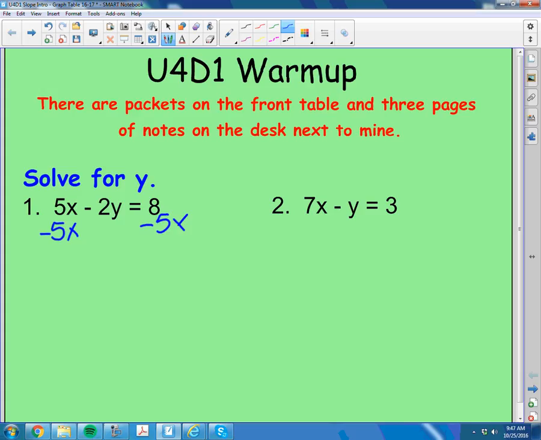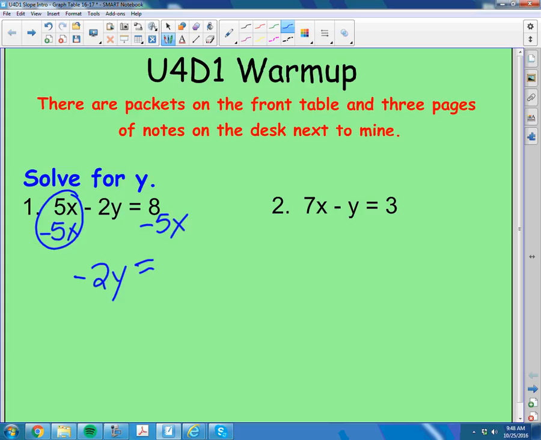Subtract 5x. Right? Now, here's the thing. What went away is this. What's left is negative 2y. Some of you forget to bring that negative sign down. Make sure you don't do that. Equals. What?